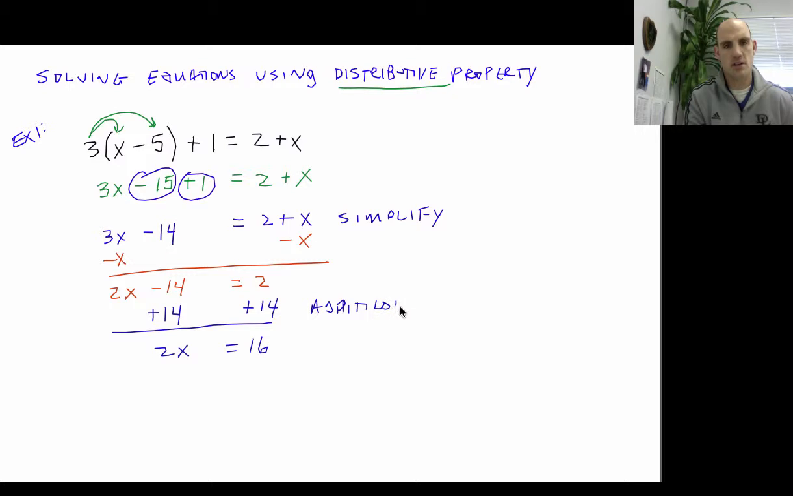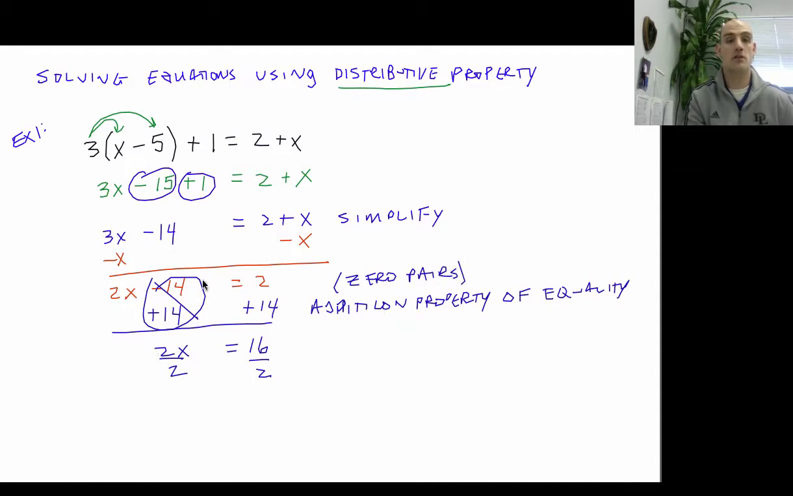That's the addition property of equality. Okay. And I'll divide both sides by 2 because I need to undo multiplication by 2. Also, this could be called 0 pairs, because I made a pair with negative 14 of 0.